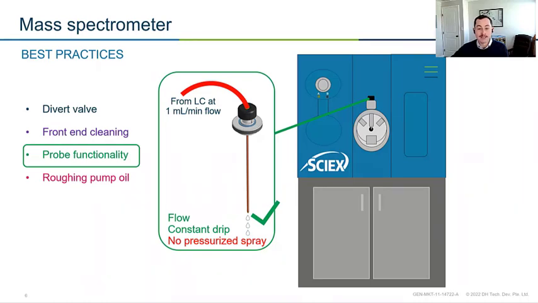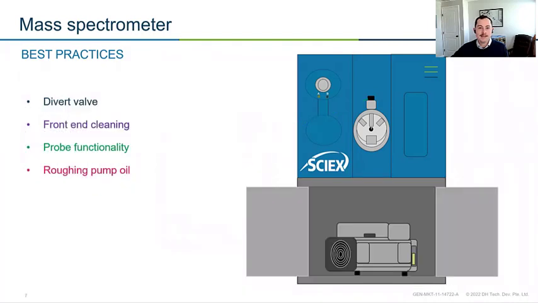We can try to clean it. You can take it out and sonicate it in methanol, for example, water then methanol, or you can just replace that electrode altogether, which is probably the best practice. And last but not least, our roughing pump.